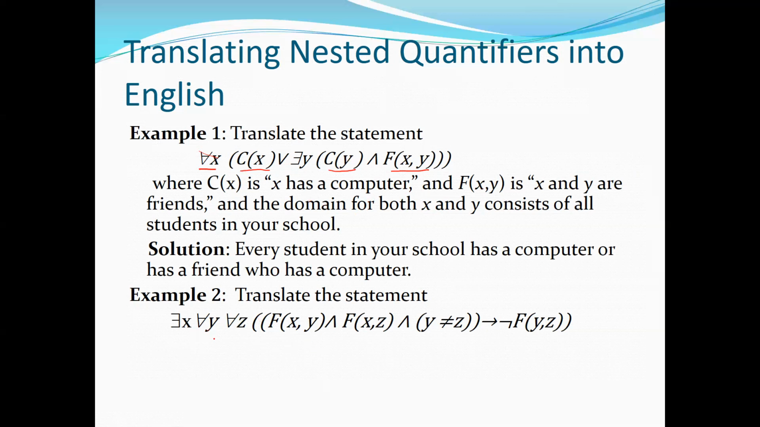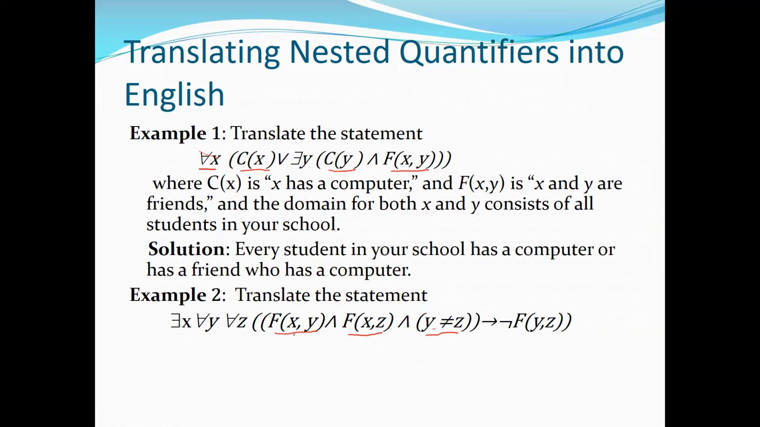So for all x, for all y, for all z, talking about all three values, f of x comma y, and f of x comma z, and y is not equal to z. What does that mean? F of x comma y means x and y are friends. F of x comma z means x and z are friends. Y is not equal to z means y and z are not the same. Or they are not friends actually.